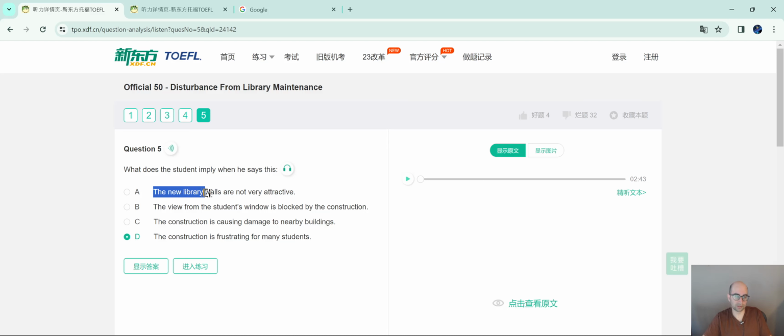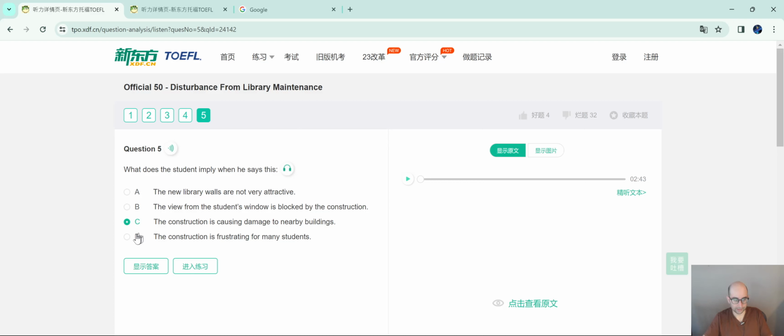The new library walls are not very attractive. Choice A is like a word-for-word meaning. Usually it's not these, so you could eliminate these common traps right away. Again, it's an implicit meaning, not some kind of surface meaning, okay? It's not like a word-for-word meaning. The view from the student's window is blocked by the construction. It has nothing to do with view, actually, so that doesn't make any sense. Eliminate. Choice C, the construction is causing damage to nearby buildings. No, his message has nothing to do with the construction destroying or damaging parts of other buildings nearby.